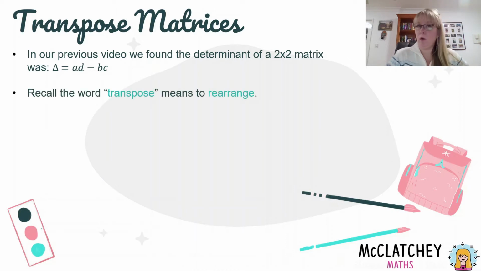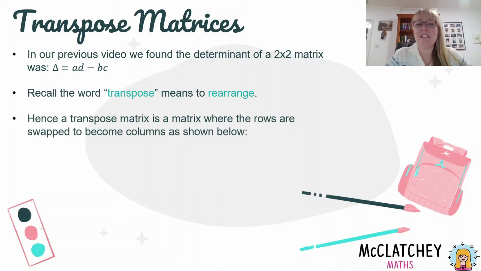Now you would recall from junior mathematics that the word transpose means to rearrange. So what we're technically doing here is rearranging a matrix in a different kind of way. We're actually swapping columns with rows, and it's going to look a little bit like this. So we've got that first row becomes our first column, second row becomes our second column. So that's pretty straightforward to do.